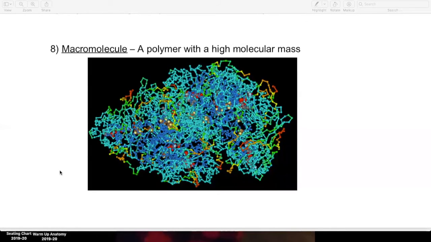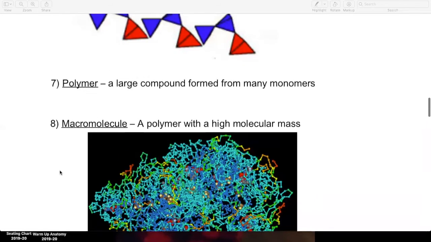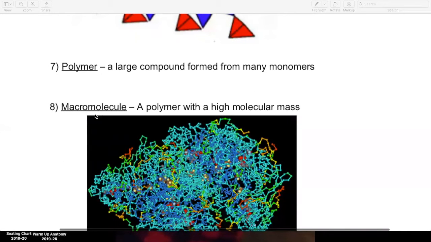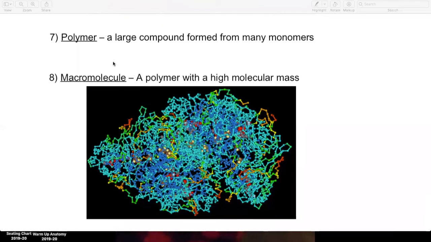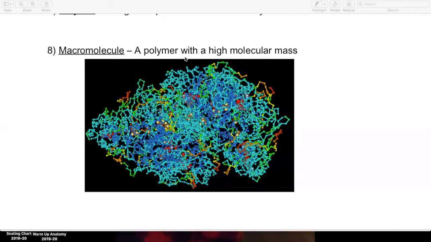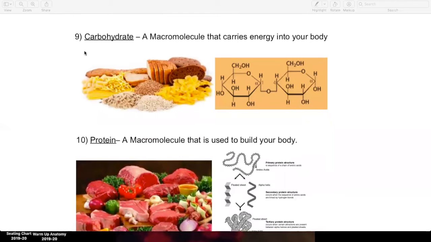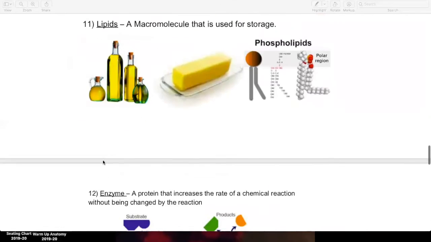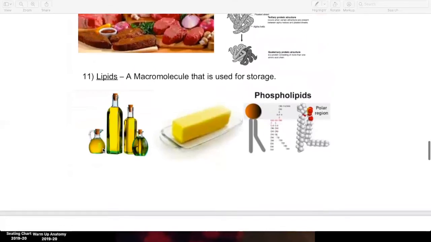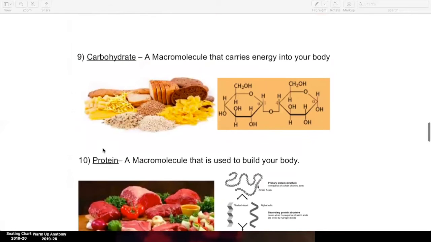And then macromolecule. This is a polymer, all right? This isn't the next level up. This isn't like a bunch of polymers together. This is one polymer. It's just a very big polymer and a very important polymer. This is so important, these macromolecules, that there's only 4 in existence and we cannot survive without them, right? The polymer with a high molecular mass. Our 4 macromolecules are carbohydrates, proteins, lipids, and I skipped one here, nucleic acids. I'm saving that for a different chapter. All right, so we'll talk about 3 of the 4.